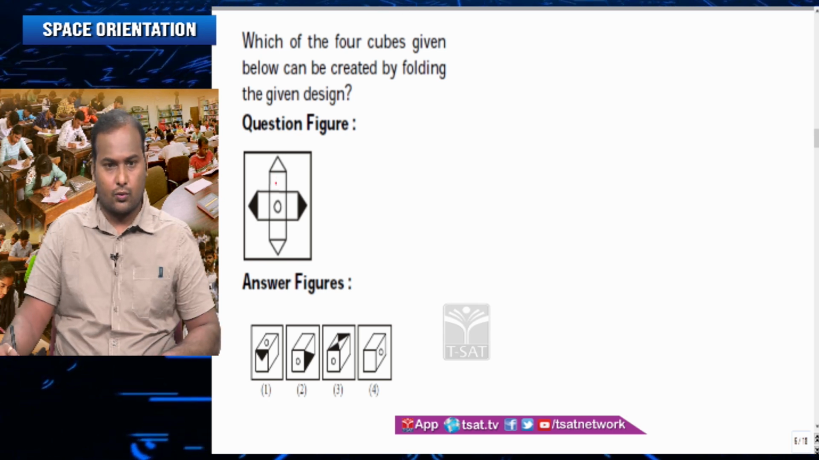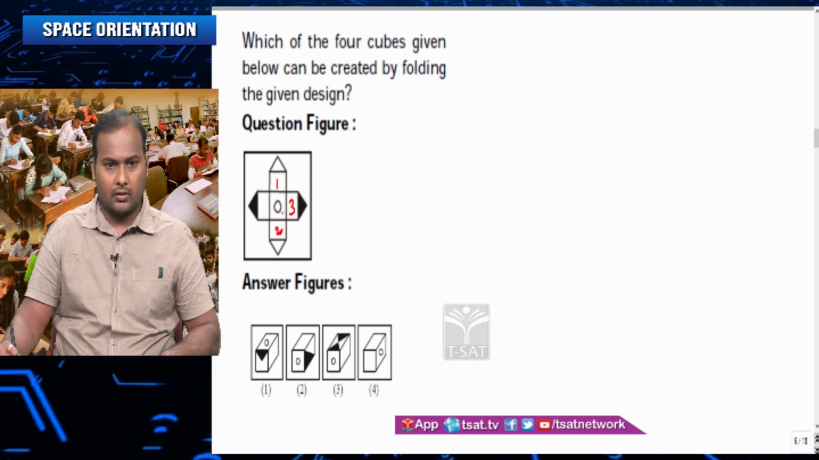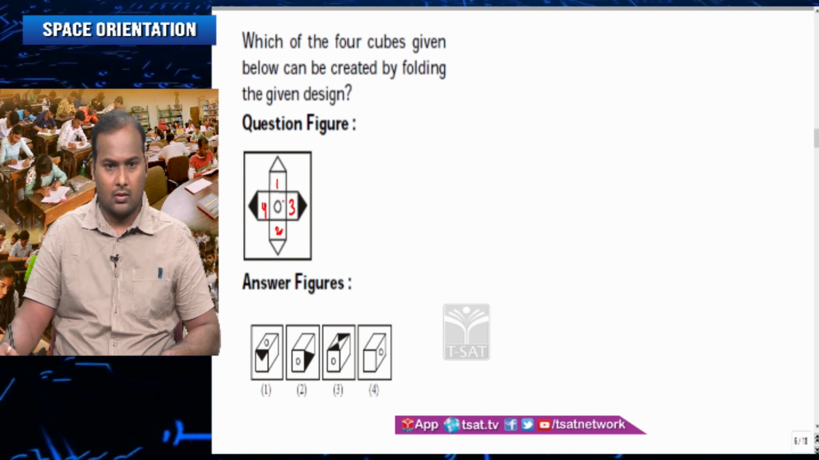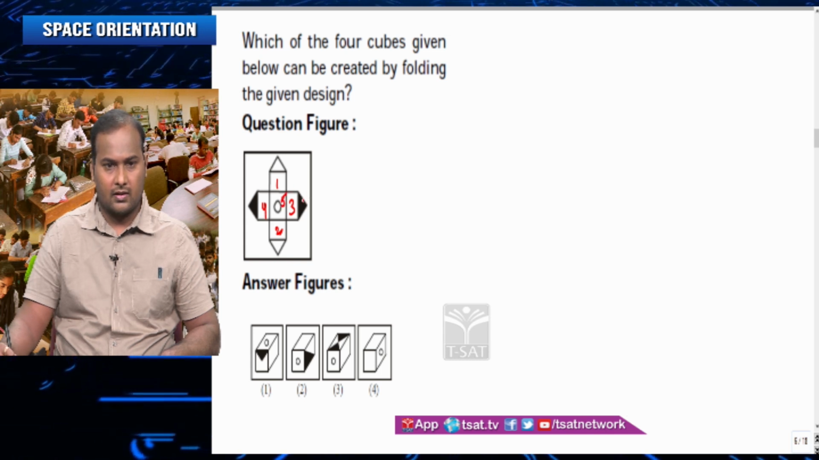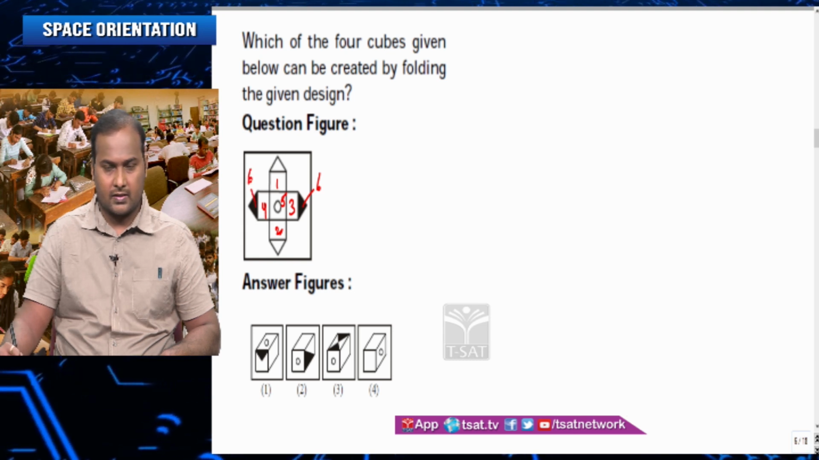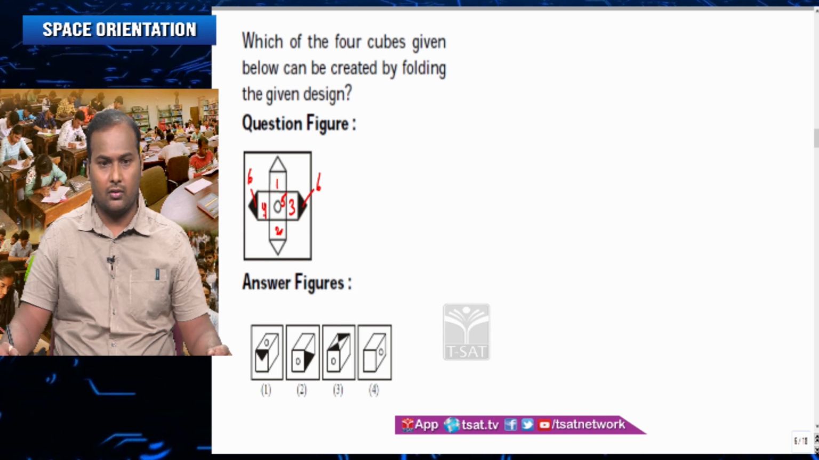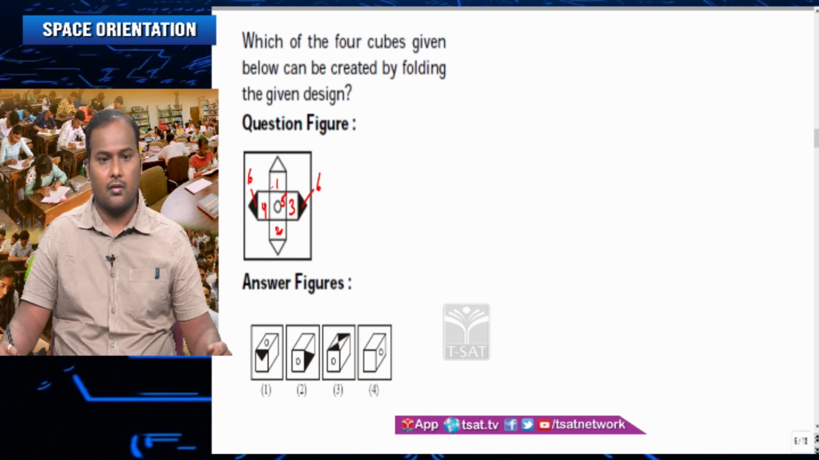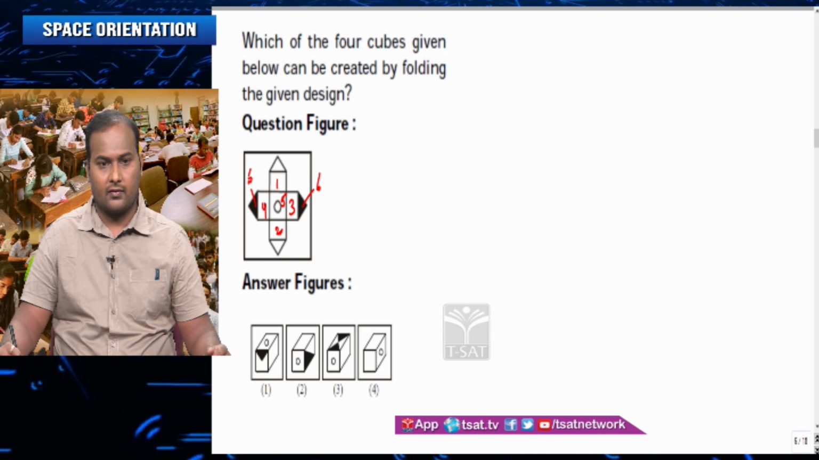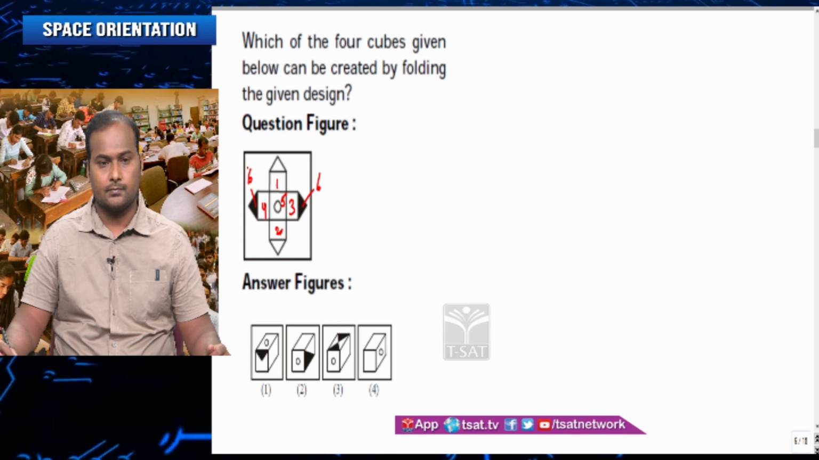I am writing this is 1, here 2, 3, 4 and the center one is 5, and these half ones are 6. So this is also 6, this is also 6. So only one complete face I am going to give as number 1, 2, 3, 4, 5 and the remaining is half. So half 6 on the right side, another half on the left side.